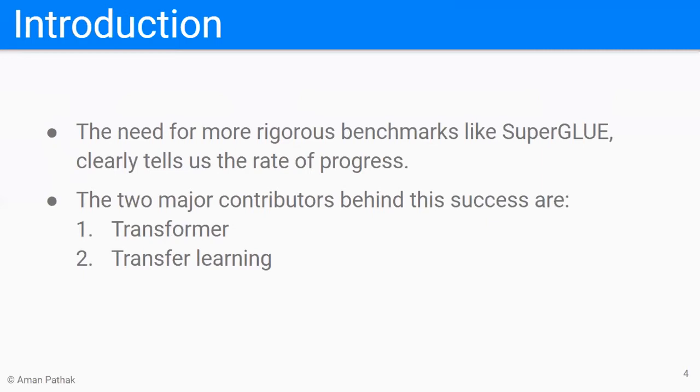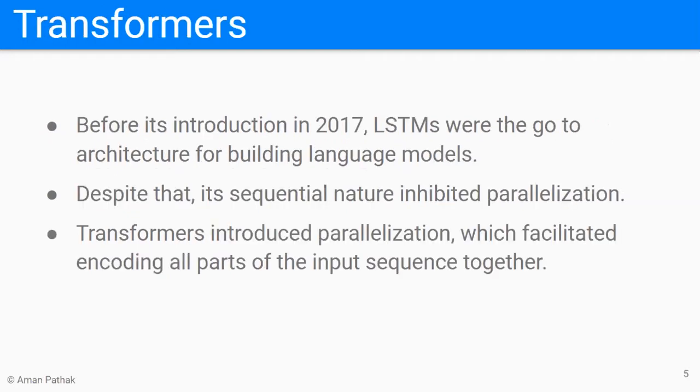The two major contributors behind this success are the transformer, which is the architecture, and the concept of transfer learning. Before the introduction of transformers in the paper Attention Is All You Need in 2017, LSTMs were the go-to architecture for building any NLP models. The introduction of the gating mechanism and the attention mechanisms successfully mitigated the vanishing gradient and exploding gradient problems and enhanced the performance on longer sequence lengths.